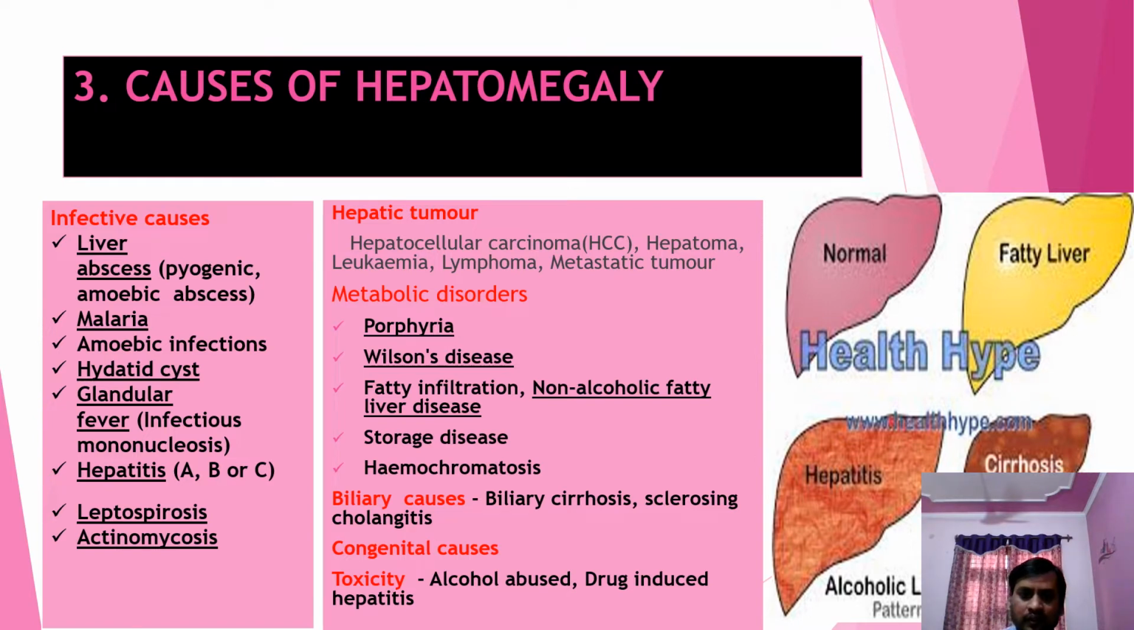Hepatic tumors include hepatocellular carcinoma, hepatoma, leukemia, lymphoma, and metastatic tumors. Hepatocellular carcinoma is a prominent cause. Metabolic disorders include porphyria, Wilson's disease, fatty infiltration, non-alcoholic fatty liver disease, storage diseases, and hemochromatosis. The biliary causes include biliary cirrhosis and sclerosing cholangitis. Congenital causes include lobes, and toxicity includes alcohol abuse, drug-induced hepatitis, etc.